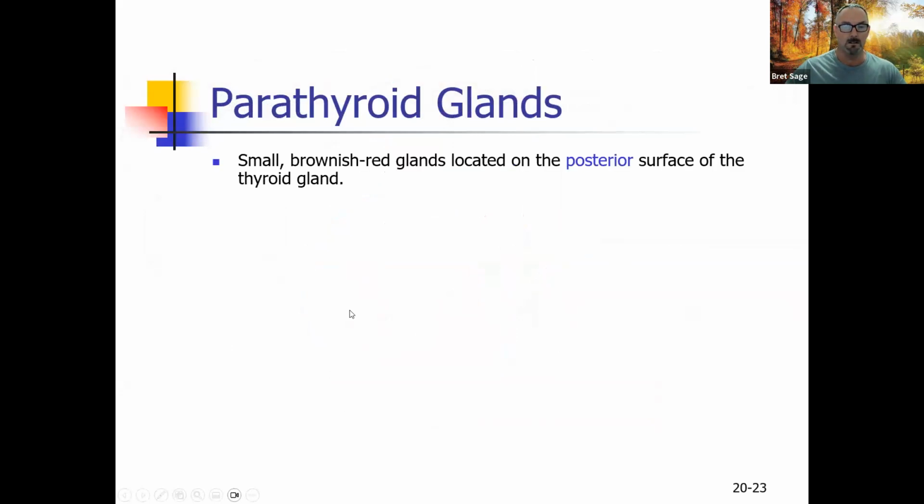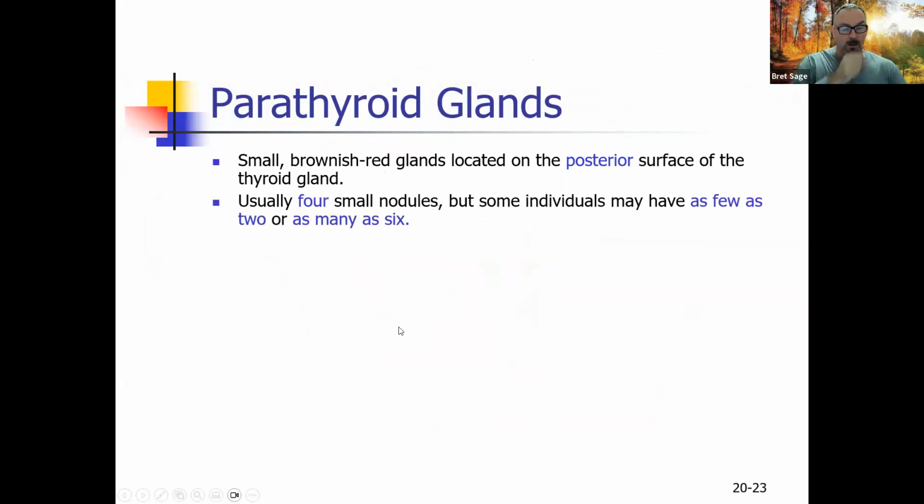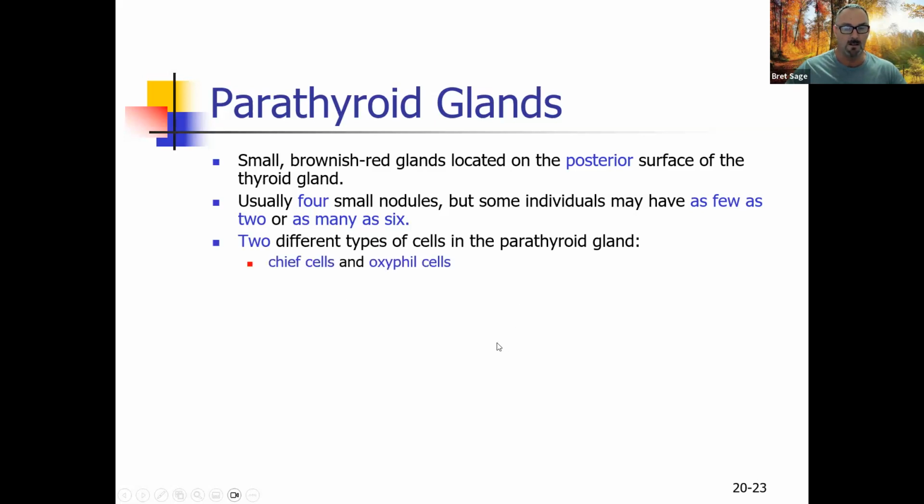Parathyroid glands. Small brownish red glands located on the posterior surface of the thyroid. Usually 4 small nodules, but some individuals have 2 or some have 6. 2 different types of cells in the parathyroid: chief cells and oxyphil cells.